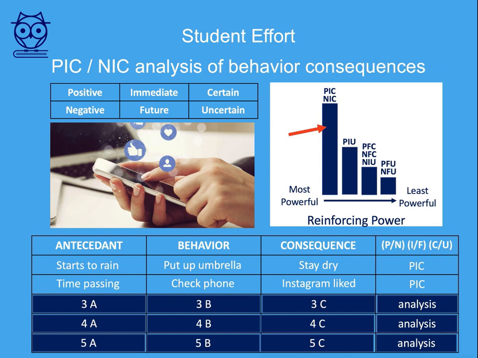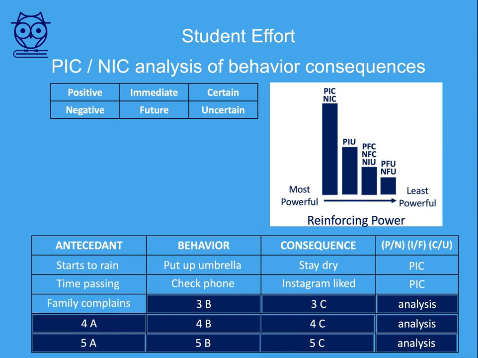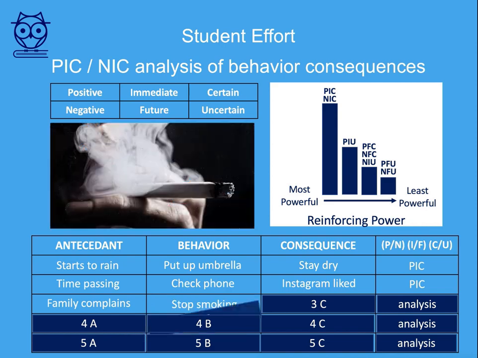Notice that the behavior of checking social media is also strongly reinforced when the consequence is negative, or for this example, no new likes. For example 3, the antecedent is family members complaining about one family member's smoking habit. The behavior is that the smoker agrees to stop smoking.